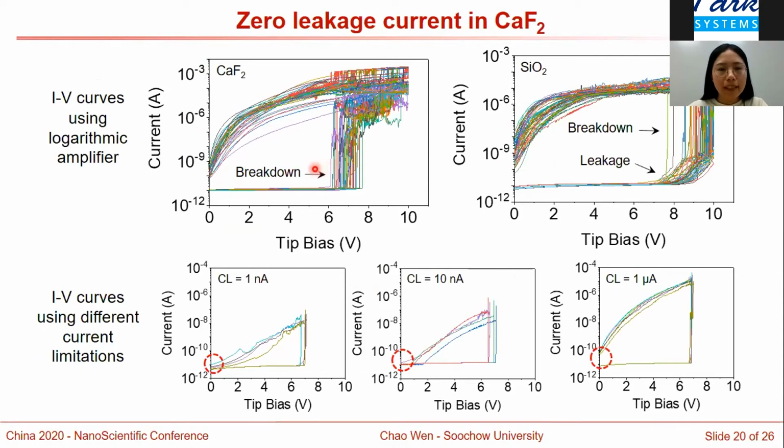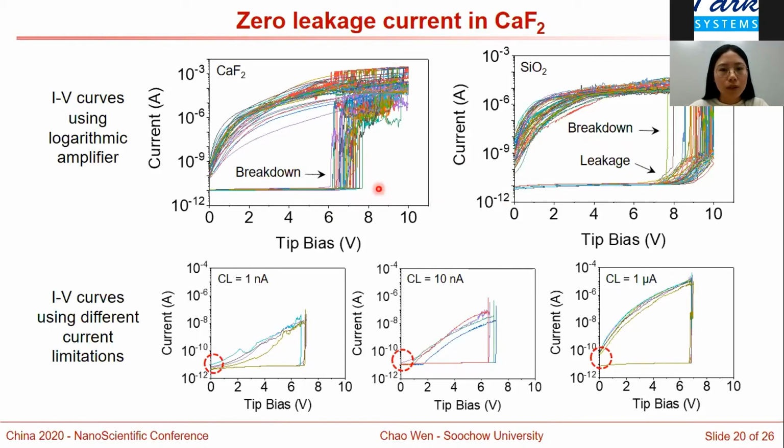We can see that in calcium fluoride, first, the current stays at noise level. When it goes to a region of around 6 to 8 volts, it has a sudden increase of current. And here, we only have one part of current that is caused by breakdown. But in silicon dioxide, we have two parts of current. At first, the current stays at a noise level, and then it has a progressive increase. Then it has a sudden increase, and here the currents are divided into two parts. The first part is caused by leakage current. The second part is caused by breakdown current.